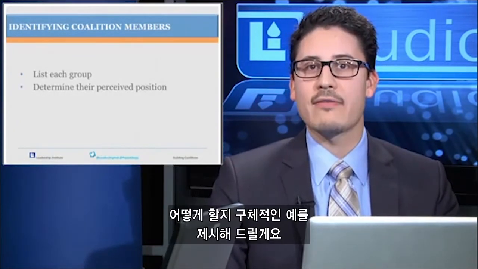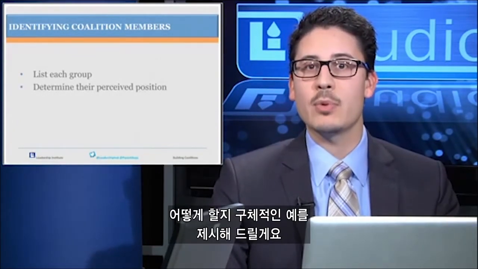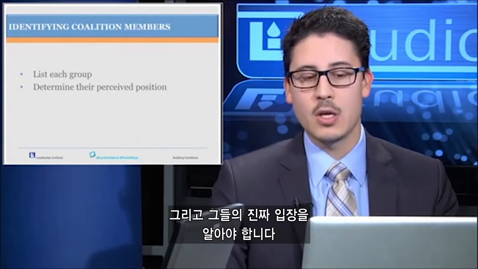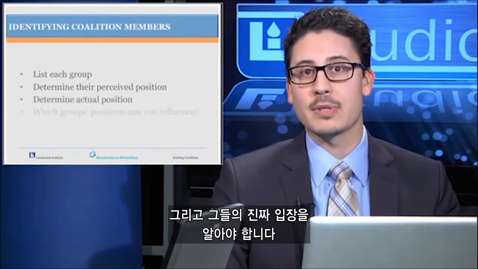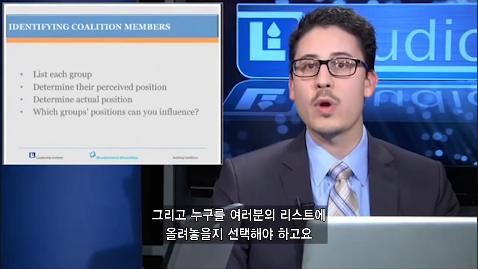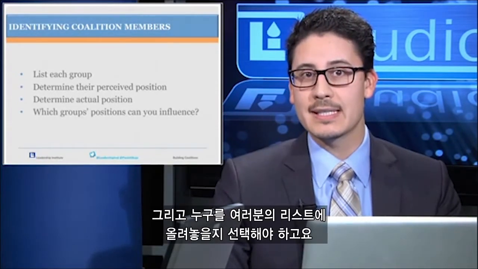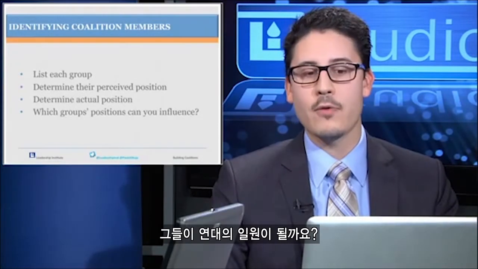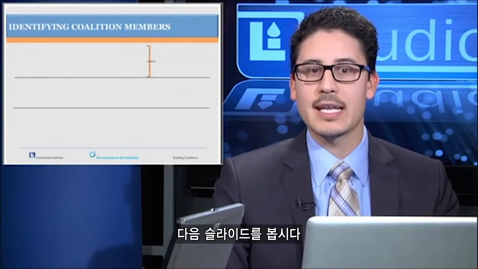We will go on the next slide after this one. We will actually give you an example of how to do this, but you want to determine their perceived position. You want to actually find out their actual position. And last but not least, which of those individuals that you've listed can you actually influence to win over and be part of your coalition? So let's take a look at the next slide.